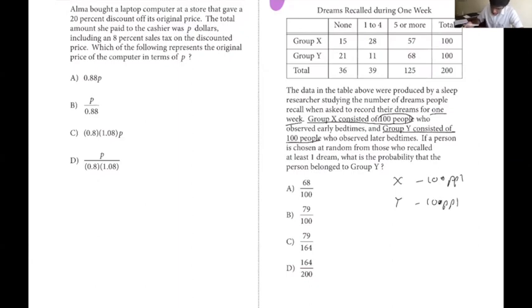A person is chosen at random from those who recalled at least one dream. So I'd underline those who recalled at least one dream. What is the probability that the person belonged to group Y? So belong to group Y is what I would underline as well. Probability, the ask is here. I also want to highlight that the person is chosen at random, because this is conditional probability, basically. Okay. So keep going.